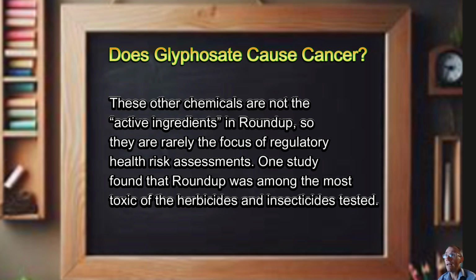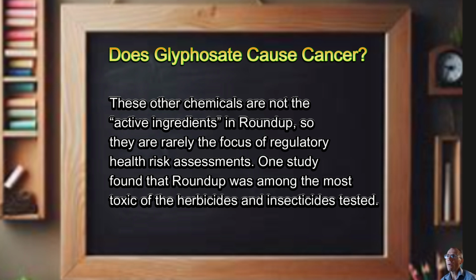So you're thinking, if I'm putting this product out, there's a good chance if it contacts my body or if I'm coming into contact with it, however, I could get cancer. The reality is, according to the EPA, there is a concern about other ingredients in Roundup as they may be more toxic than glyphosate. These other chemicals are not the active ingredients in Roundup, so they are rarely the focus of regulatory health risk assessments. One study found that Roundup was among the most toxic of the herbicides and insecticides tested.